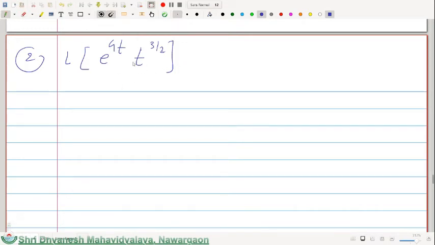Also, in multiplication you have an exponential term, so you have to use the shifting property here. First find the Laplace transform of t to the power 3 by 2 and replace s by s minus 4. So now, Laplace transform of t to the power 3 by 2, and s will be replaced by s minus 4.